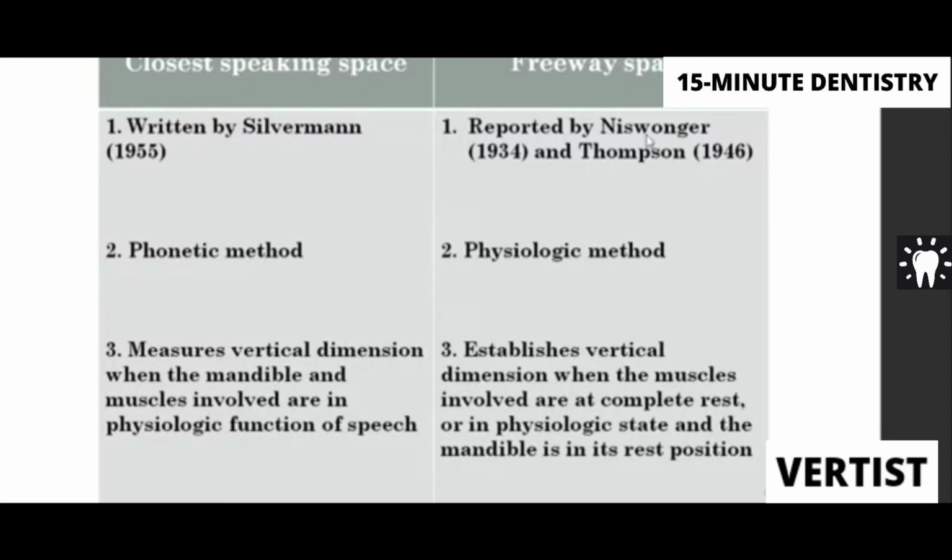But the freeway space is actually based on the rest position of the mandible. When you are at rest, there will be a gap between the maxillary and mandibular teeth, an average distance of around 3 millimeters between the upper and the lower teeth, and it is used as a guide to arrive at a vertical dimension of occlusion, which you're going to use as one of the methods, and that method is given by Niswonger. So one is static and one is dynamic. You should know the difference between closest speaking space and freeway space.